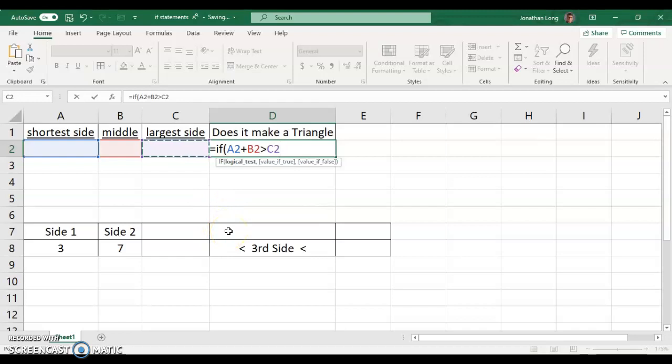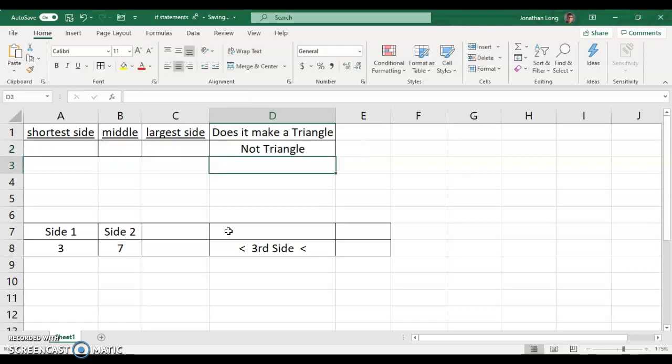So now, if that's true, what do I want Excel to put out? Comma. And basically, it's going to be a yes or no. I'm going to say triangle. Close quotes. Remember, your words need to be in quotes. Comma. What do I want it to say if it's not true? Well, that would mean it's not a triangle. So I'm going to do quotes, not triangle. Close quotes. Now, what am I missing? I'm missing one thing to finish everything and close it off and hit return and make it work. Parentheses. Now, remember, this is registering everything as zero.